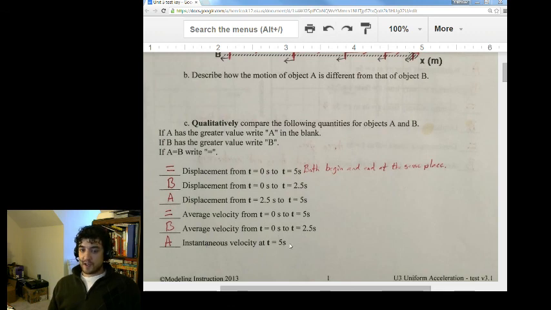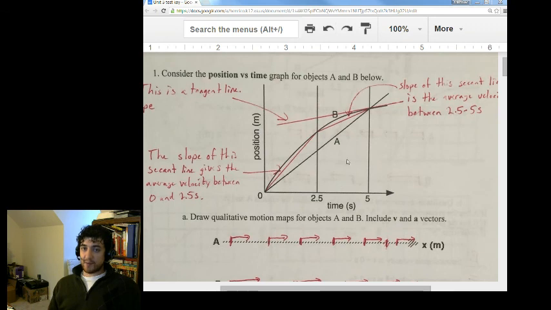Instantaneous velocity is about the slope at a point, which is why I drew this tangent line up here on the graph. This is the tangent line to B at 5 seconds. The slope of this tangent line is approximately equal to the slope of the curve at 5 seconds. By comparing the slope of this tangent line to the slope of the line which represents A, we see that A has a much higher slope than this tangent line, which means that at 5 seconds, A has the larger velocity.